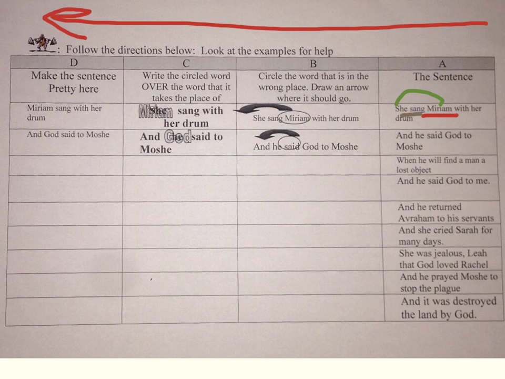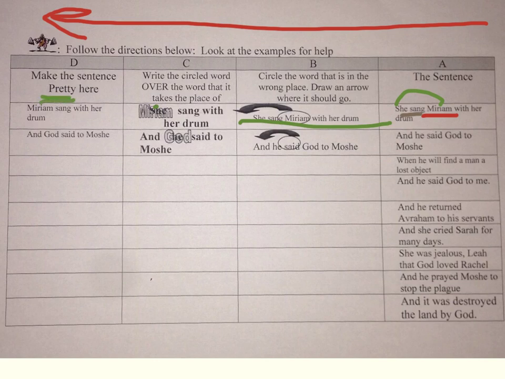So we show that here, and then we actually fix it here. We take Miriam and we put it on top of the word she, and then we write it pretty, make it pretty, right here in column D.